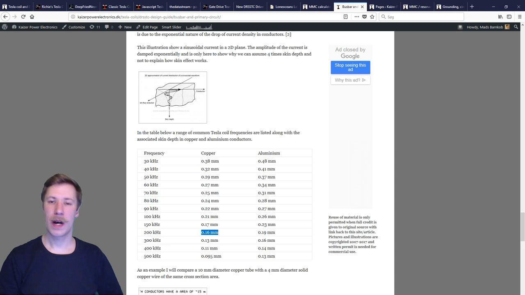So solid wires have no place in high frequency coils, because there's no way we can utilize the copper. So it's wasted money, and it also does not give us the possibility of actually cooling a part that gets heated up very quickly.